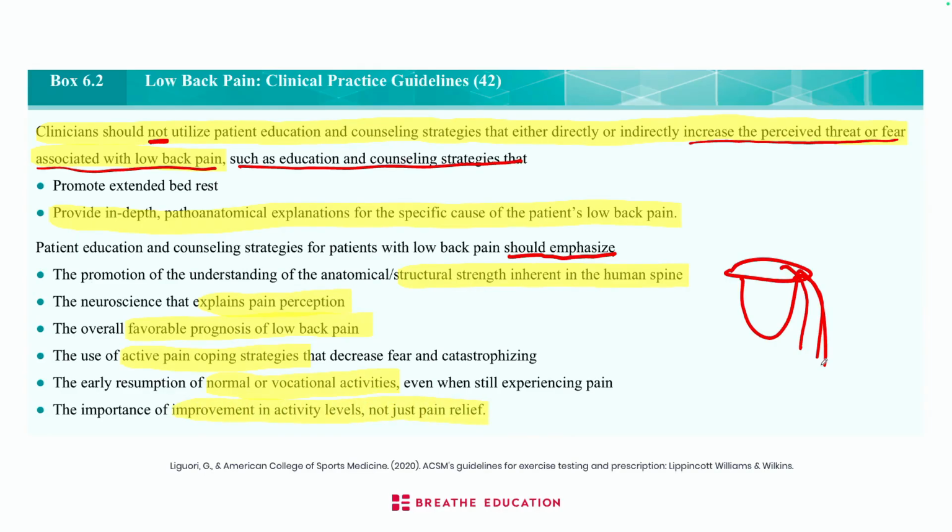So we can help people with pain. We should also focus on helping people get moving and getting back to doing what's important to them, even if they still have pain.